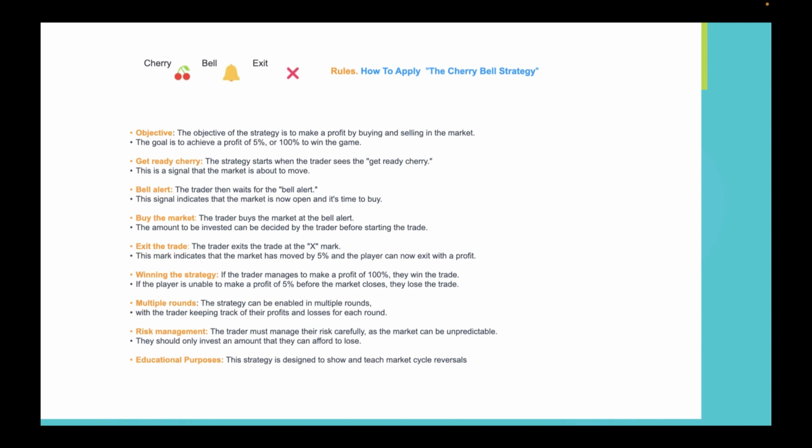How to apply the cherry bell strategy. The objective of the strategy is to make a profit when buying and selling in the market. So the goal is to achieve a profit of 5% or 10% to win the game. And the reason why the goal is 5%, guys, is because if you're trading, say, crypto on Coinbase, it's about a 3.9% fee to trade. So if you don't hit 5%, you're not even making 1% of your money back.